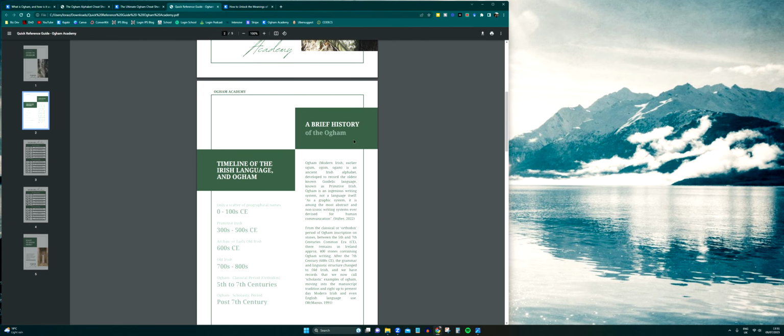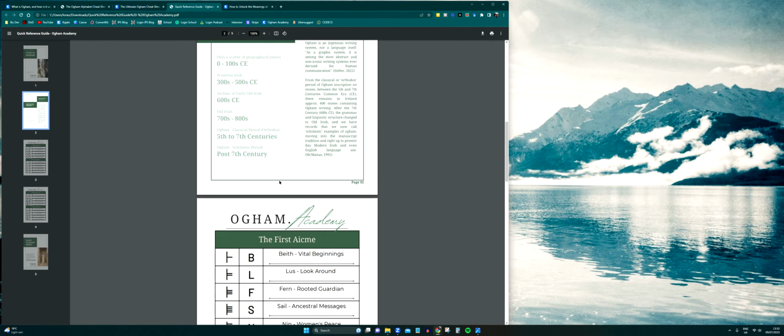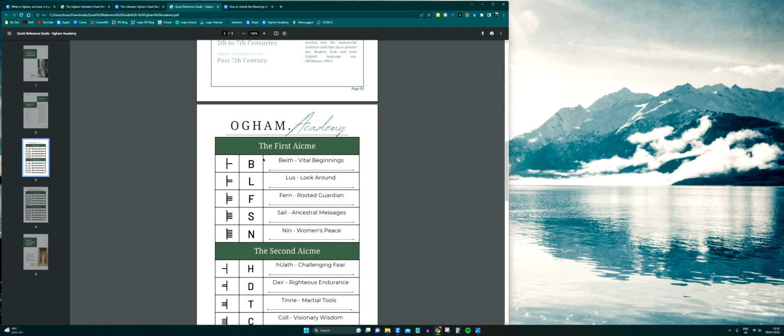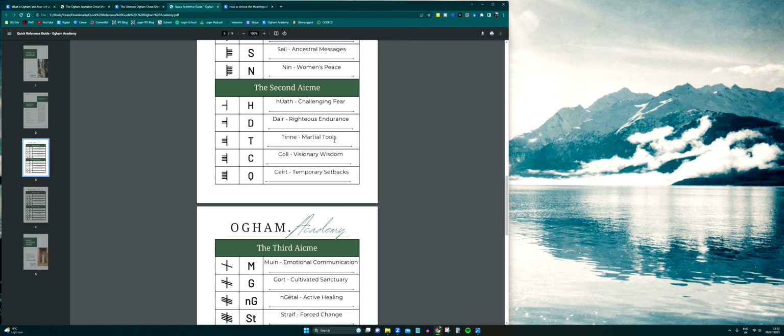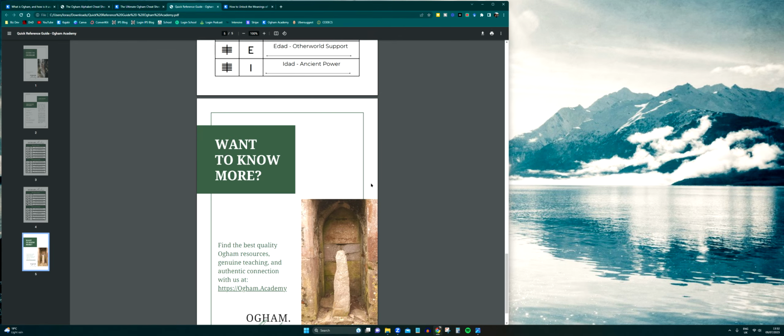And in this guide, we have a brief history of the Ogham. We have a timeline of the Irish language and Ogham. And then we have not only the letters that you'll find in the cheat sheet, but also an initial divinatory meaning and space for you to write your own kennings in there. And just having it all together on those pages is actually very useful.